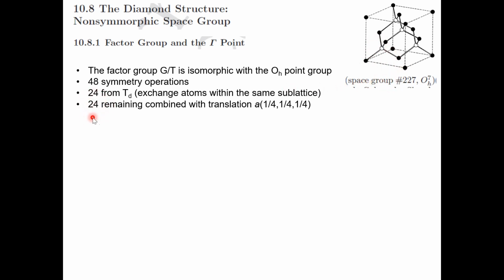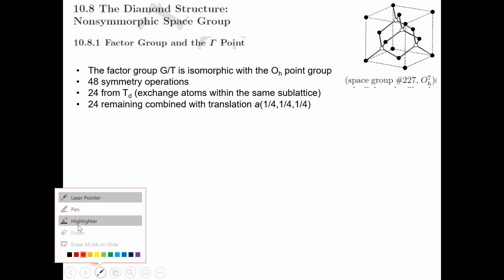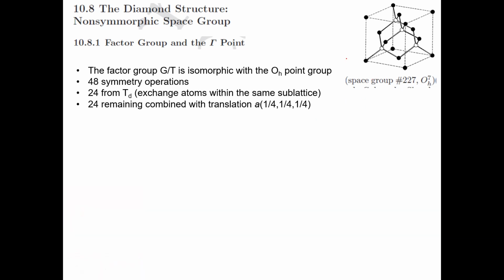And the other 24 operations, the 24 remaining operations, I have to combine with translation, with this translation vector here, tau d, d from diamond, in which tau d is 1/4 of a(1,1,1), in order to take one atom to another atom. So this one displaces one atom from one sublattice to the atom on the other sublattice.